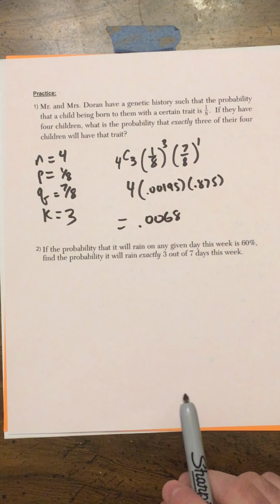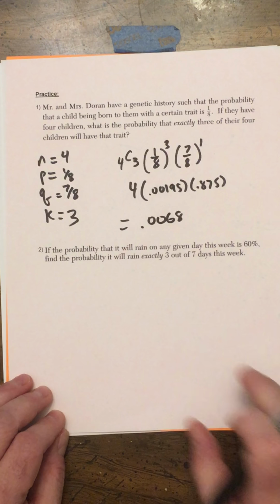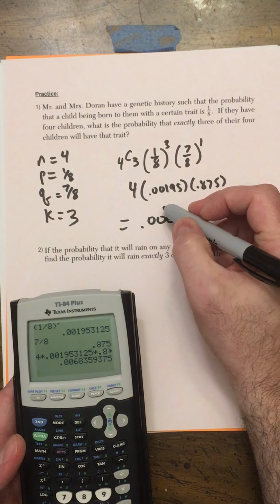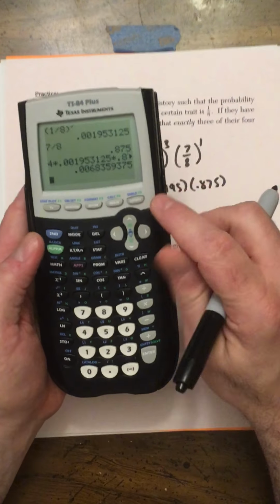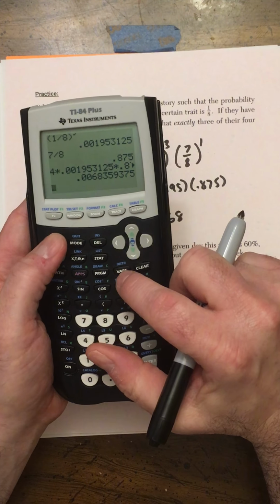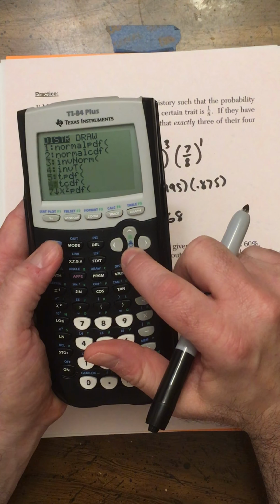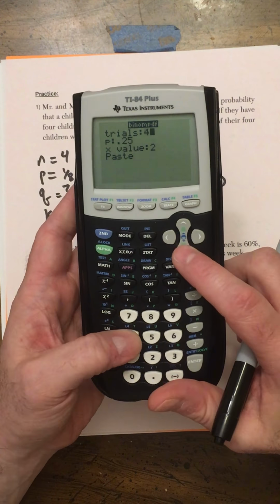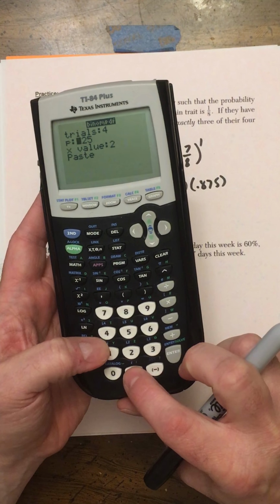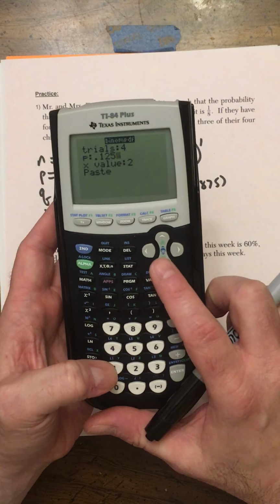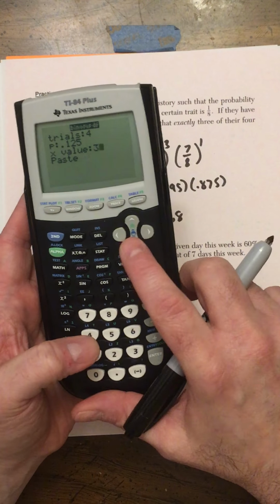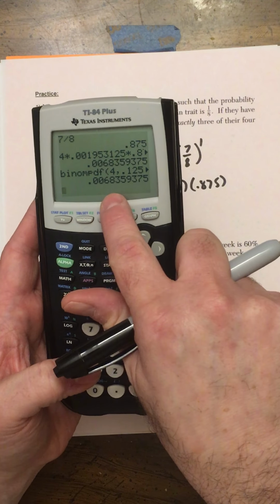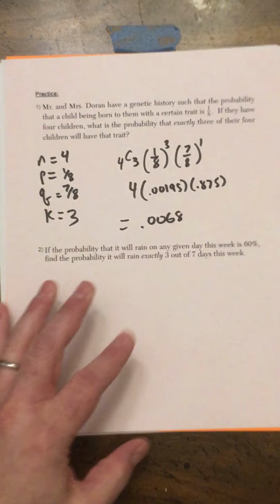All right, and I'll show you the other way to do it. See, we got this answer 0.0068. Let's see what happens if we use the distribution. Again, here we're going to go to the binomial PDF. We're having 4 trials. 1/8 is 0.125. And we want 3 of them. Let's see what the answer gives us here. Look at that, identical, 0.0068359, exactly the same, all right?